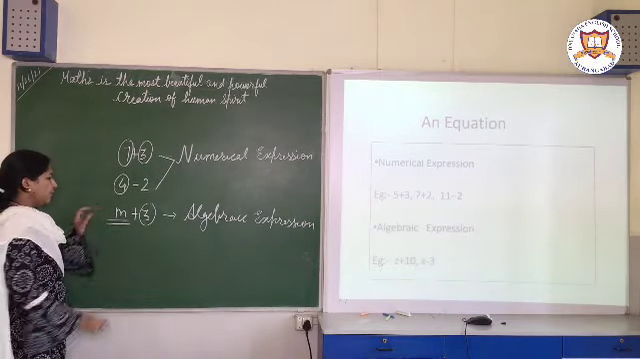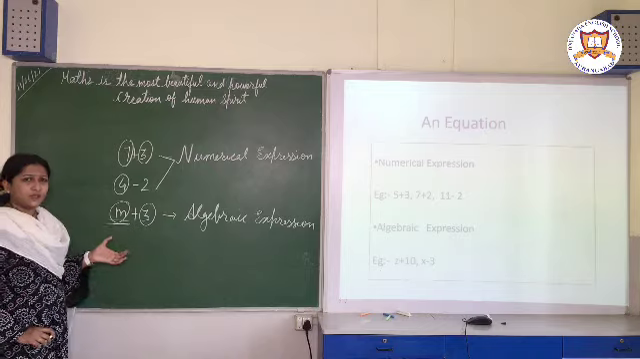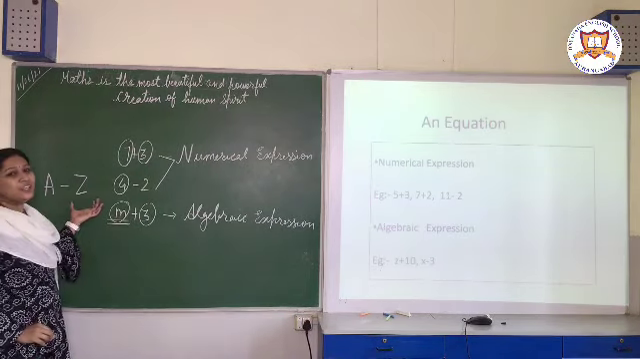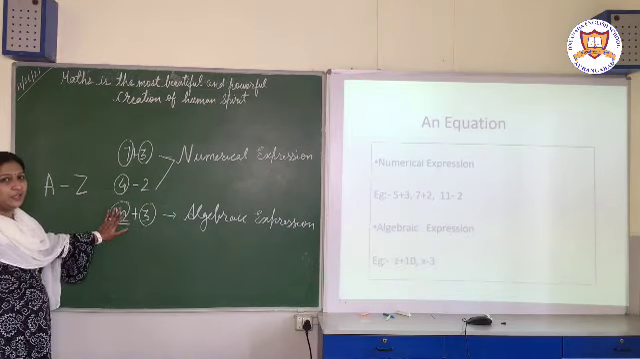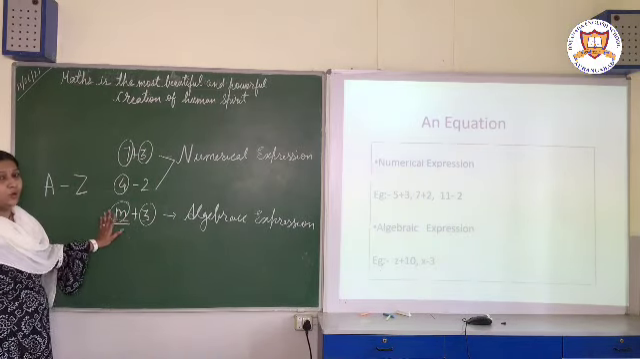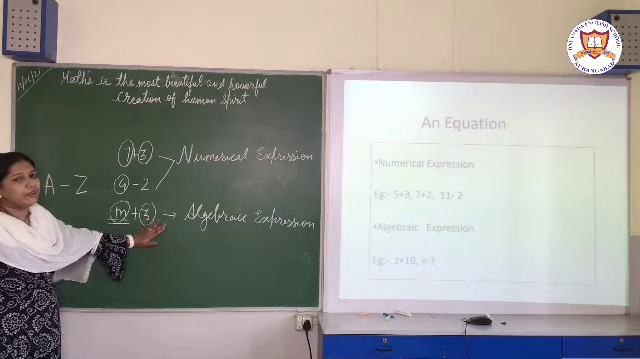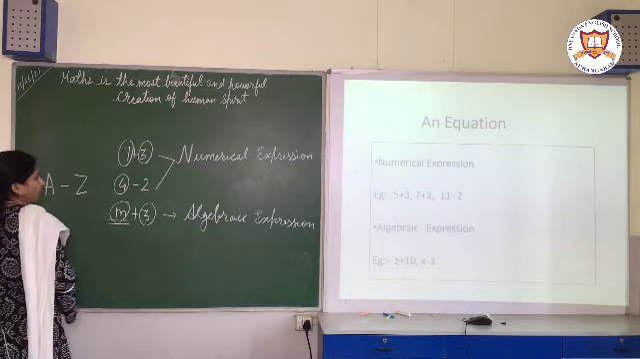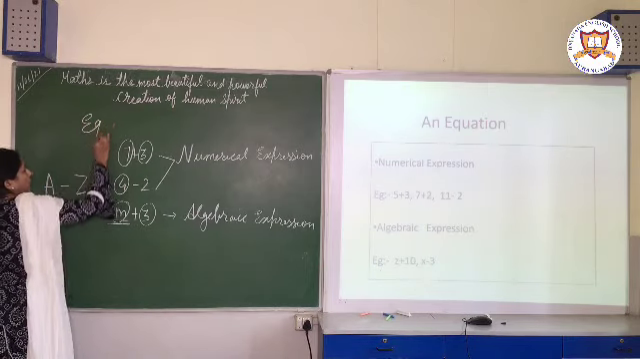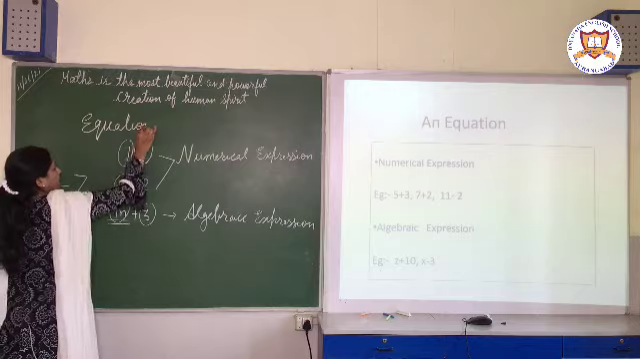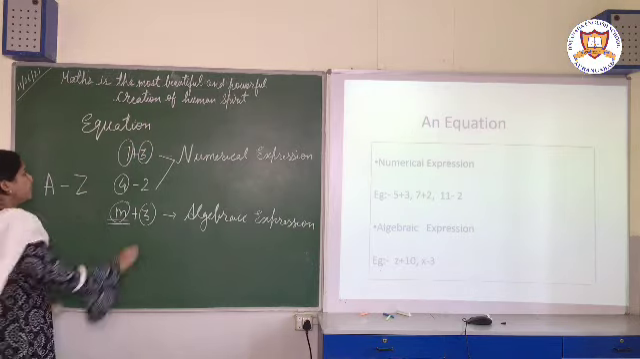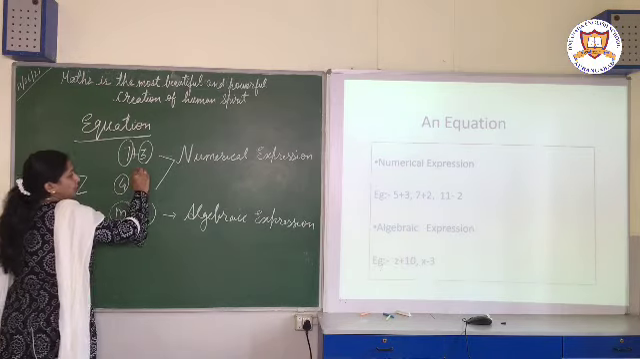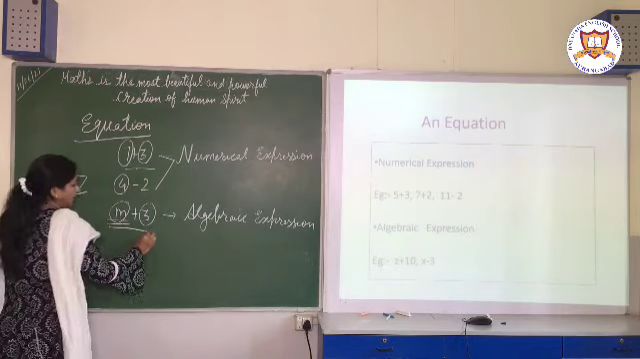So is it necessary to always write m, x, y? Children, from A to Z you can take any variable, you can assign any variable, because this value is always unknown and you have to find it out. Okay, but now what is an equation? Our point was, what is an equation? Before going to quadratic equation, first we have to understand what is an equation. So as I told you, this is a numerical expression, this is an algebraic expression.